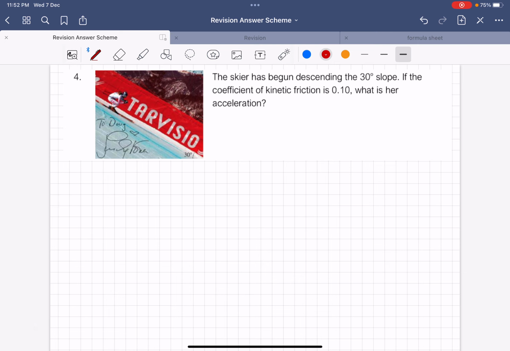So for question 4, this is an inclined plane punya situation lah. So the situation is we have a skier begin descending. So she is descending from a 30 degree slope. So this is not 30 degree, but that's fine. This is just a sketch.